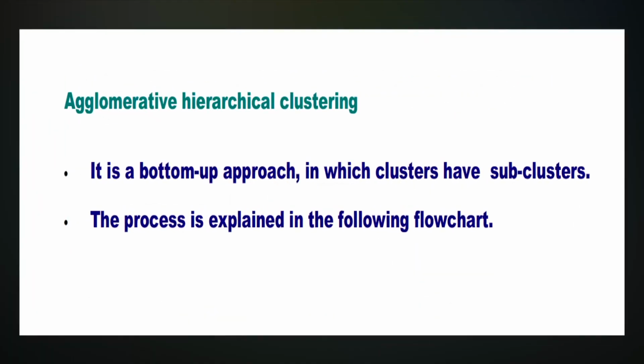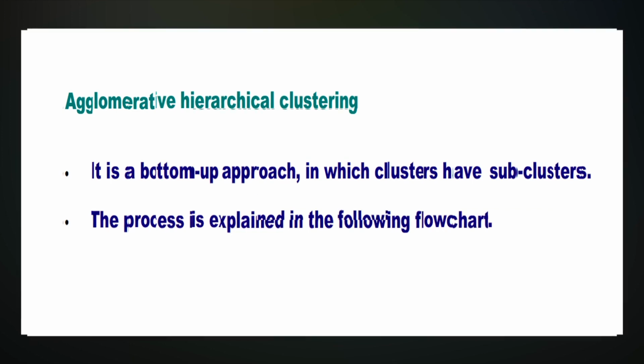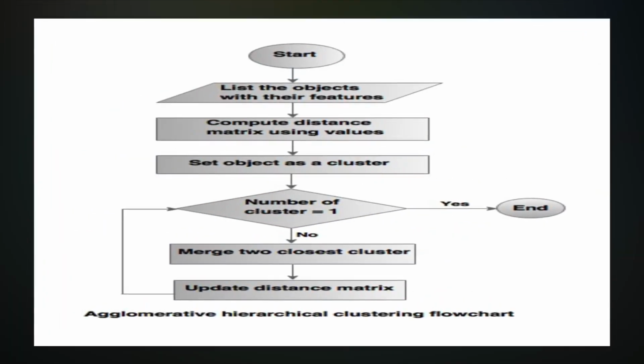Now, we will see about agglomerative hierarchical clustering. It is a bottom up approach in which clusters have subclusters. Now, let us see the steps in agglomerative hierarchical clustering.